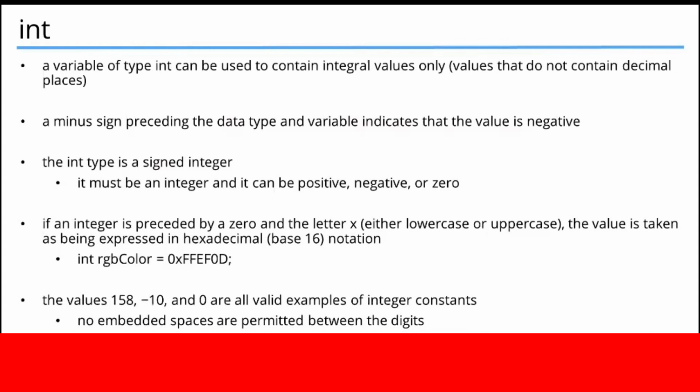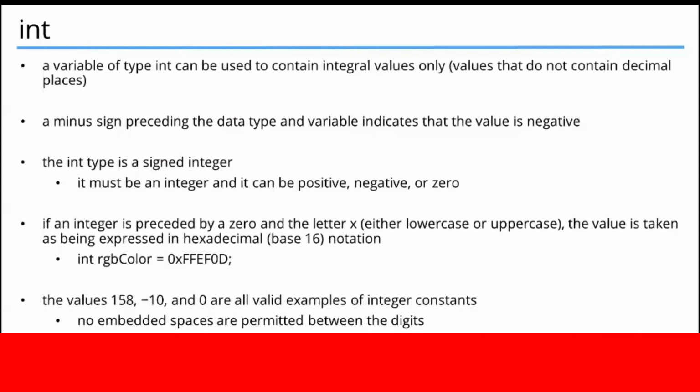No embedded spaces are permitted between the digits. And if you try to assign a value larger than 999, you can't use commas. So don't try to assign a value to a variable named x with 12,000 using commas. You have to write 12000 only, without a comma.